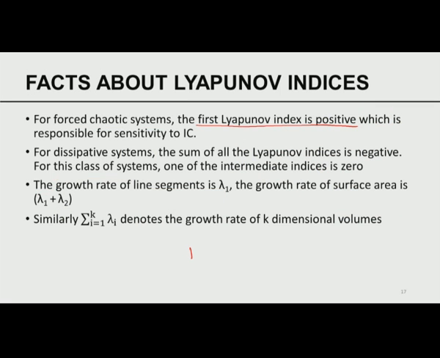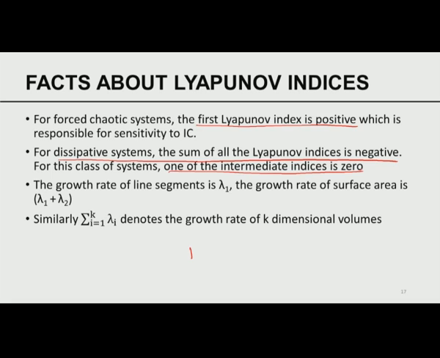I am now going to talk about some of the well known facts about Lyapunov indices for different types of systems. So for a dissipative system, the sum of all the Lyapunov indices must be negative. That is a fact. This can be proven. It is proven in many good books on introduction to chaos theory. For this class of system, one of the intermediary Lyapunov indices is also 0. I am going to illustrate it further. These are some of the well known facts I am trying to summarize. Explaining each of these will take at least 1 or 2 lectures, but here I am trying to collect many of the results.